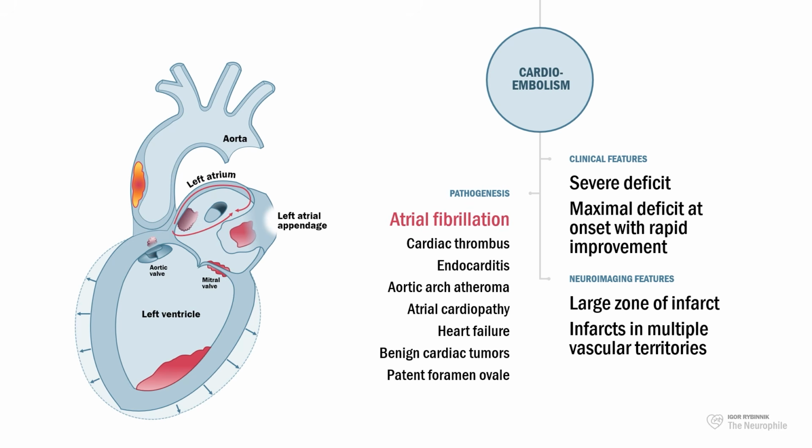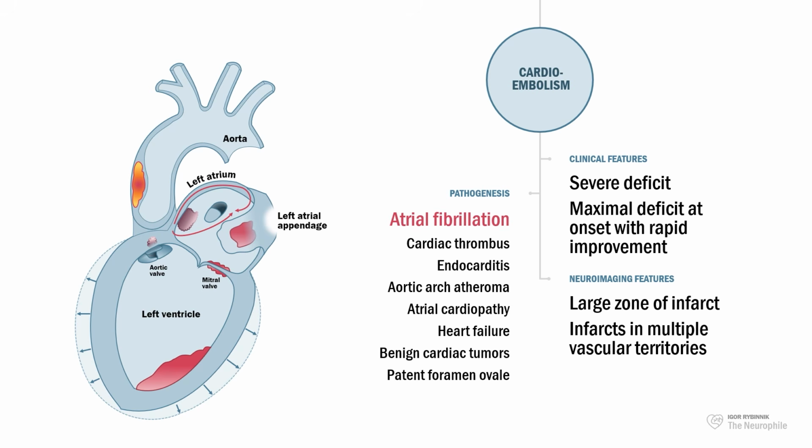PFO is a small flap-like opening between the left and right atria of the heart, a remnant of normal fetal circulation. Clots may form in the venous system, say in the leg or pelvic veins, and travel from the right to the left side of the heart, across a PFO. This so-called paradoxical embolism is very rare. So all of these can cause, cue cheesy animation, embolic strokes.